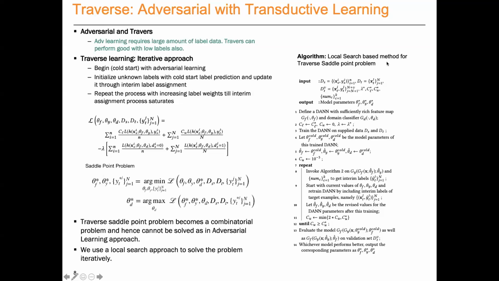The local search approach, as I just explained, starts with a cold start. We start with the random assignment of labels for unlabeled data, but going forward, it invokes interim assignments, and after doing the assignments, it runs DAN again to let the model align across the domains, and then again does the interim label assignments in an iterative manner. That process keeps repeating until the importance weight that you see converges. That is at a high level.